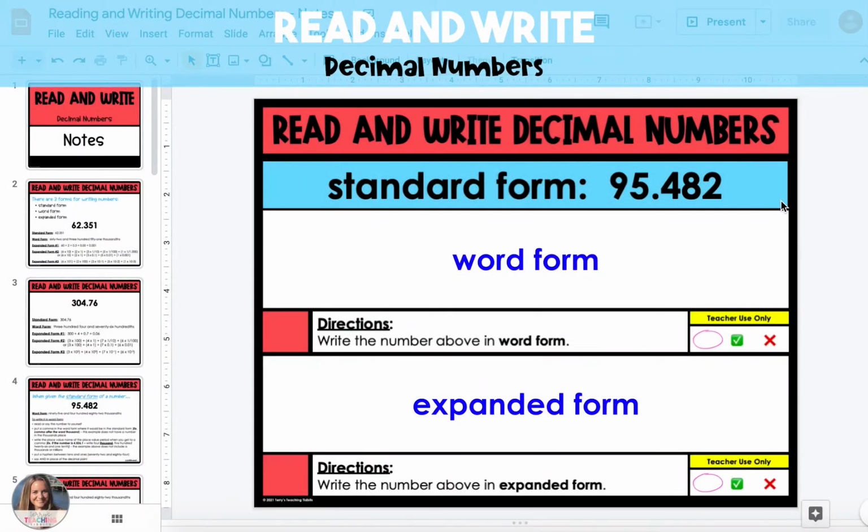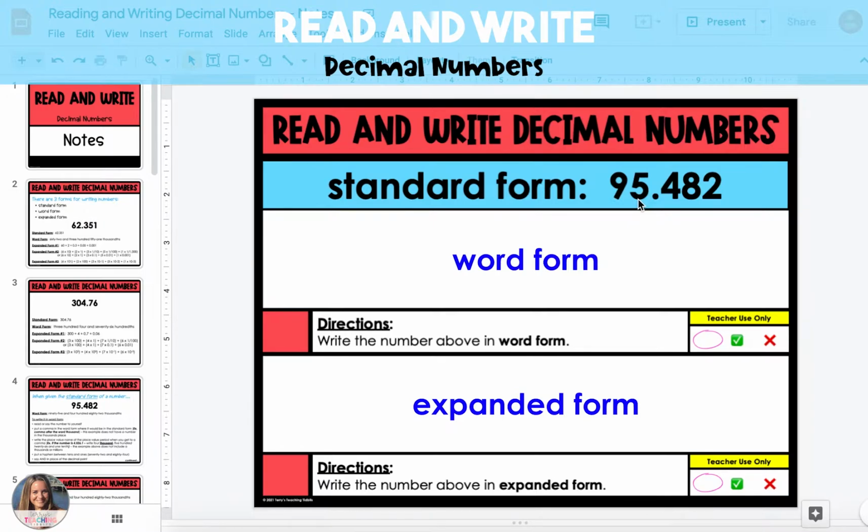In this video, I'm going to show you how to read and write decimal numbers in standard form, word form, and expanded form. In the first example, we're given the standard form and we have to write the word form and the expanded form.